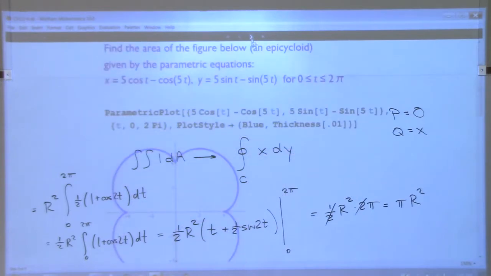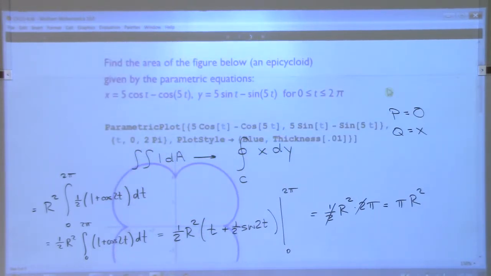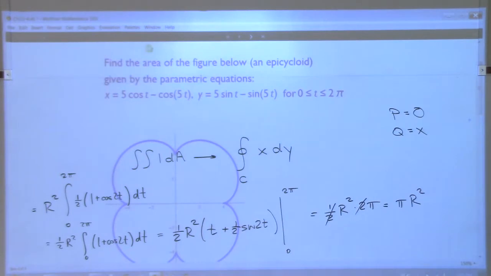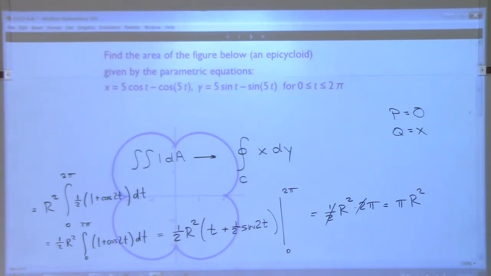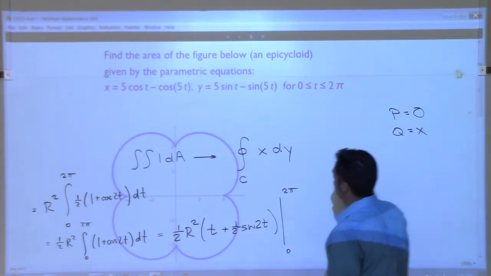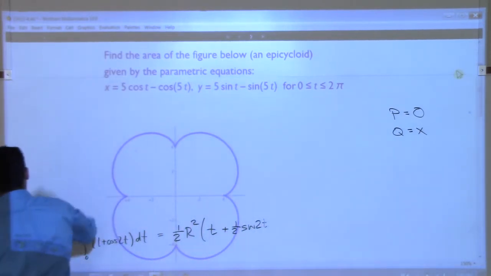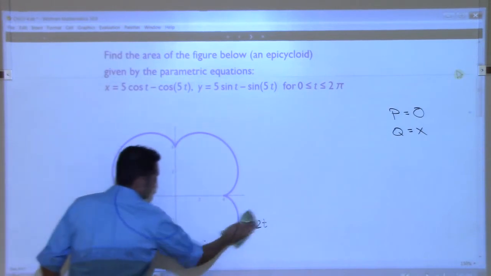Now, here's one. Hold on. Find the area of the figure below, an epicycloid. Find the area of this thing.